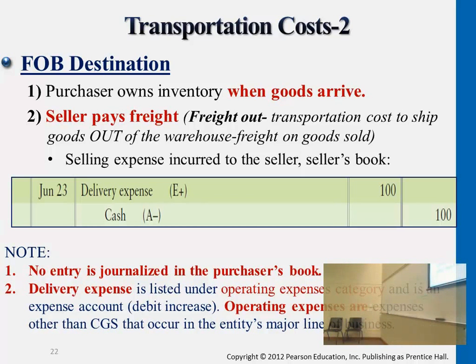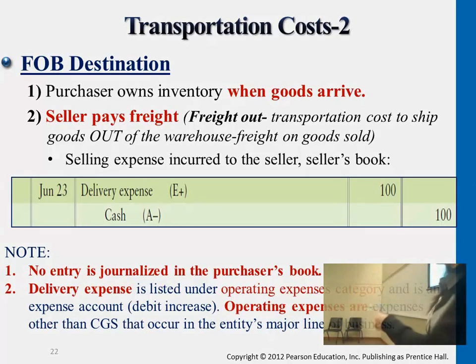But for the seller, this will be the transaction. The seller will incur a delivery expense based on this batch of inventory that they're selling to the customer. And again, reduced cash. This cash is paid to UPS or FedEx, the transportation companies. So this is called FOB destination, meaning the title of the goods does not transfer to the purchaser until the goods actually arrive at the purchaser's company.